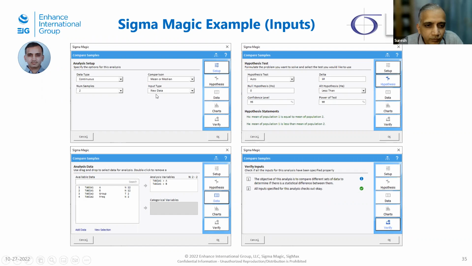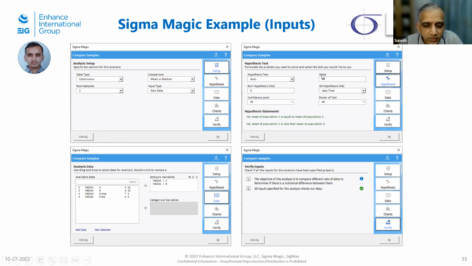And of course, the comparison is mean or median. We want to compare the averages. So this is our first screen. On the second screen on the right, when we want to actually perform the hypothesis test, we have left it at auto. So we have asked the software to select the right test for us based on our inputs and the data that we have specified for analysis.